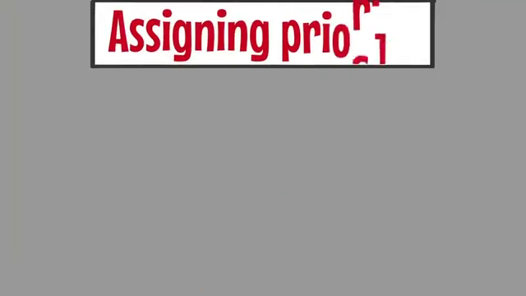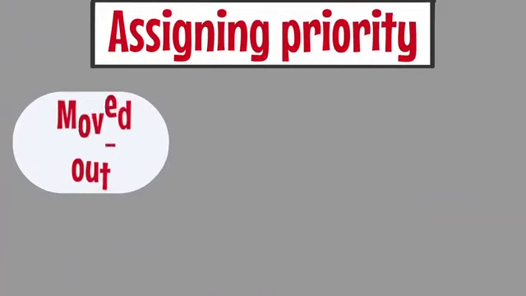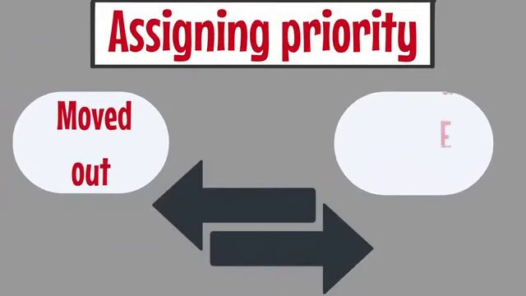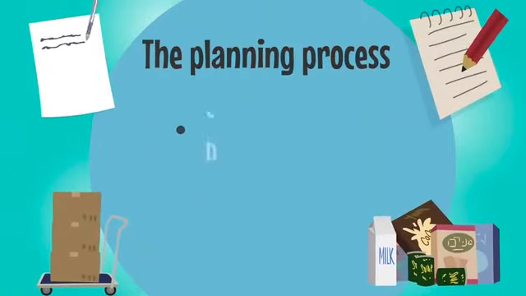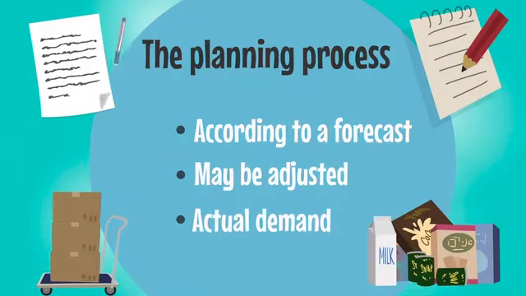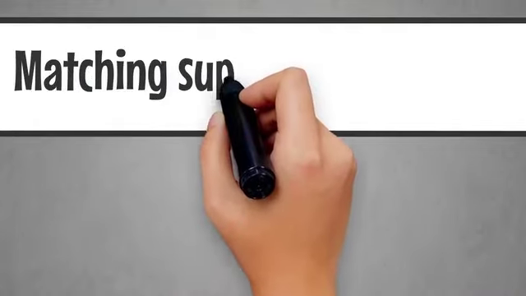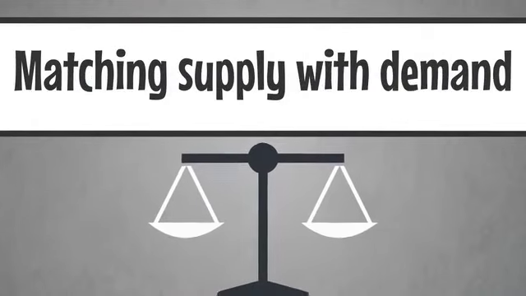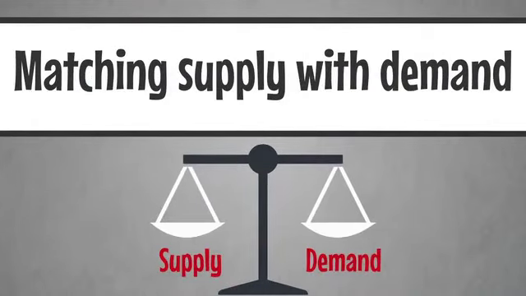The order scheduling function is all about assigning priority to works orders or jobs. A job may need to be moved out or moved in depending on the current demand for the finished part. Remember that throughout the planning process, make-to-order goods are planned according to a forecast, but as the planning horizon moves closer, the forecast may be adjusted according to actual demand. This is a primary reason why priorities may shift on the shop floor. It is all about matching supply with demand.